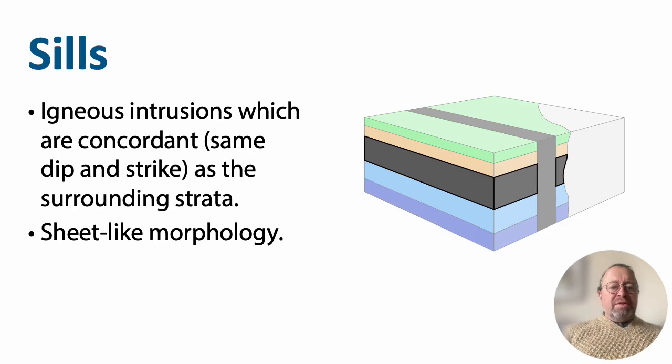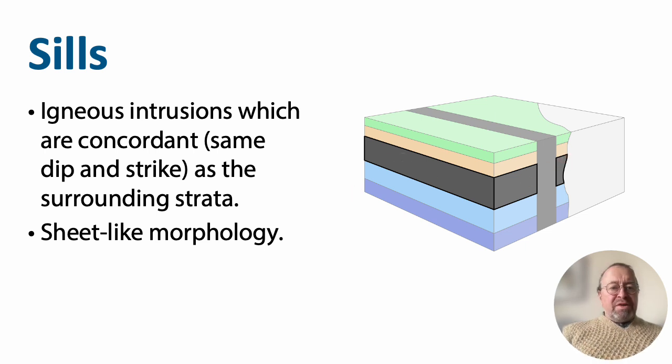So let's have a look at different types of igneous intrusions. Here you can see a sill. A sill is a flat-lying intrusion that is injected within a sedimentary sequence and is parallel to it. So it's a tabular igneous body of frozen magma, and it doesn't cut across the sedimentary units, and it has this sheet-like form.